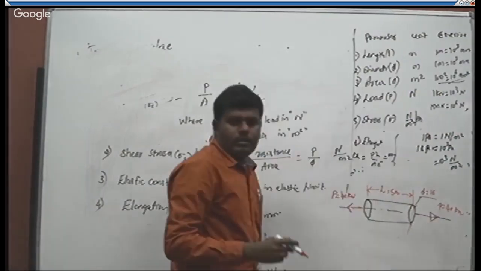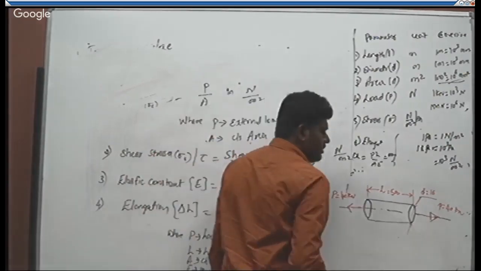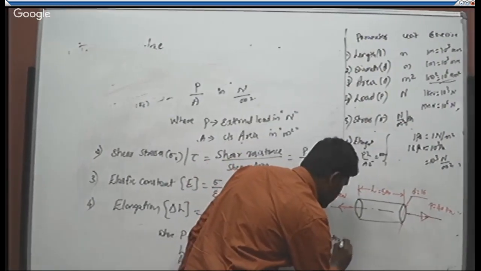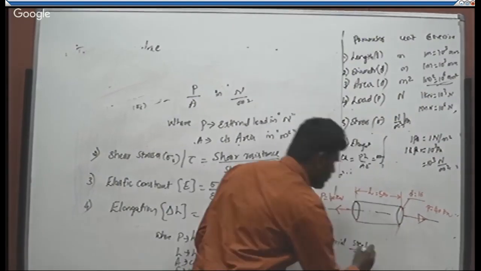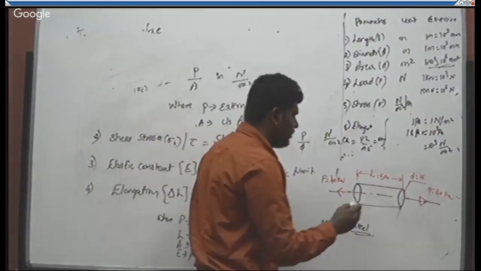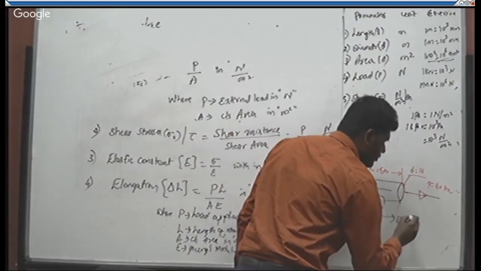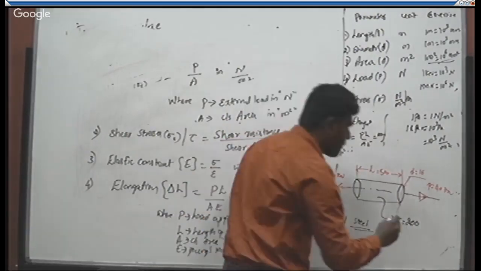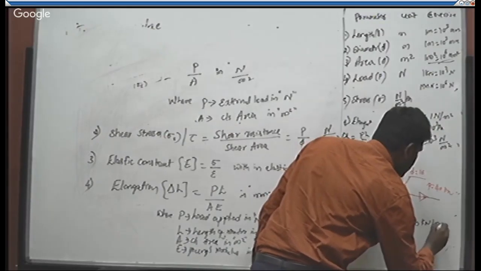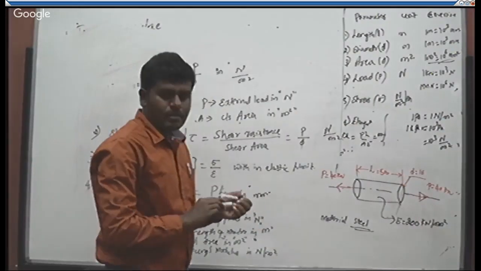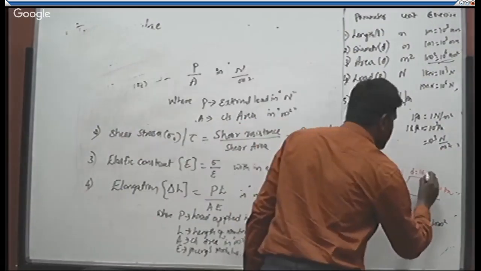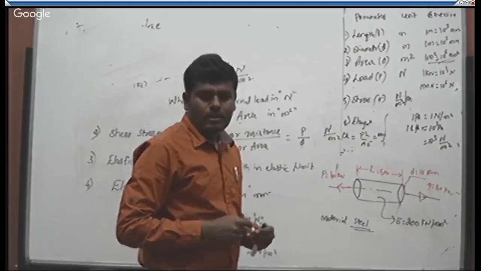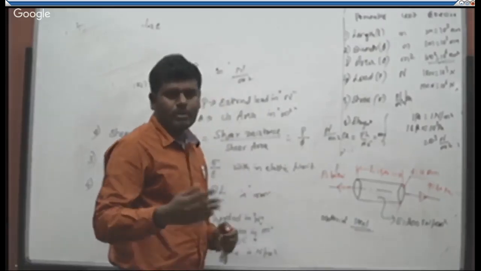And then the type of material the rod is made of, we have mentioned that the material used is steel. Okay, this is also important. And then it has an elastic constant E equal to 200 kilonewton per millimeter square.